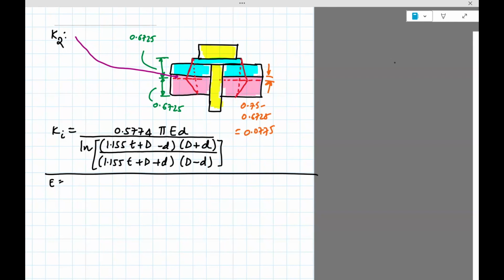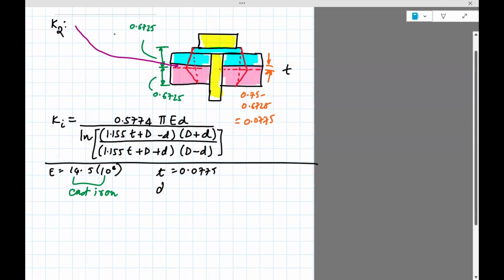So the cast iron stiffness is 14.5 times 10 to 6. It's given in the problem. So this is cast iron. Okay, next is the thickness. We've already computed that it's 0.0775. This is the thickness. Okay, small d or lowercase d is always the diameter of the bolt. It is 0.5.